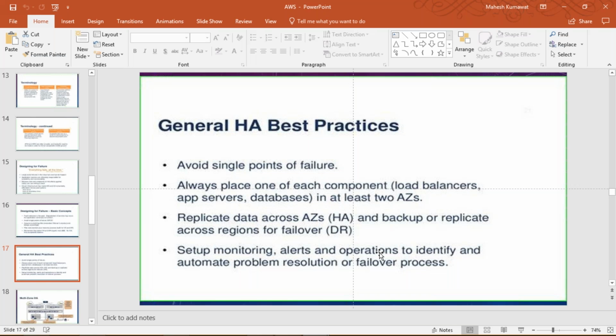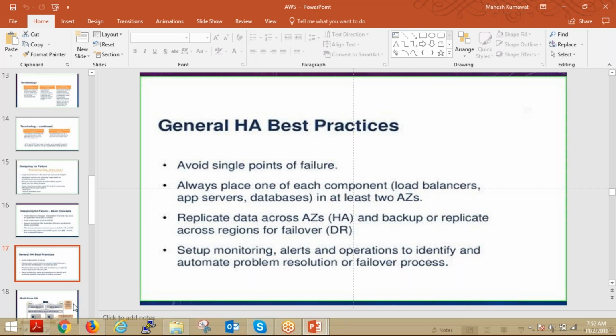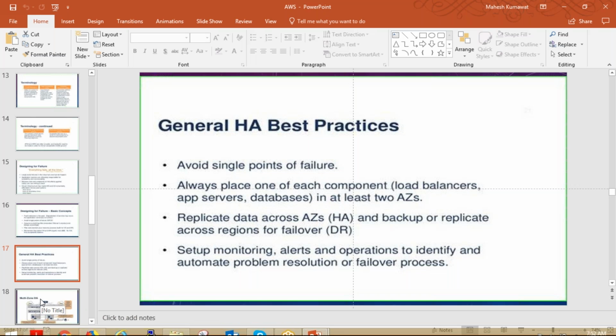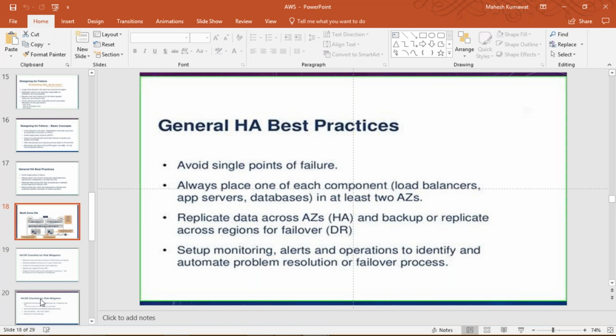So HA is very important, but the matter of fact is, how do you convince your management that HA is required? Because HA is created in different locations, and you have to bear the cost at the same time. Okay, so I will give you some scenarios of different high availability zones.